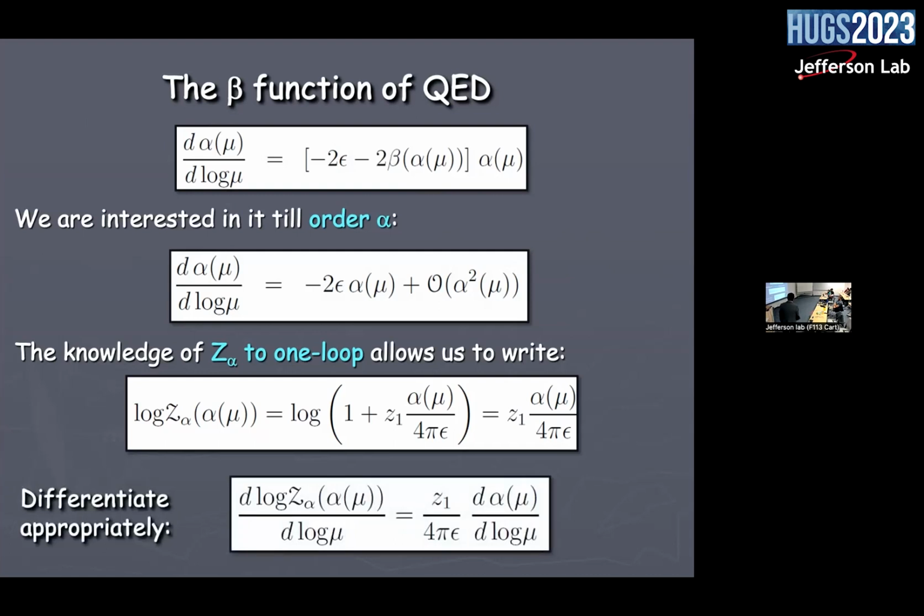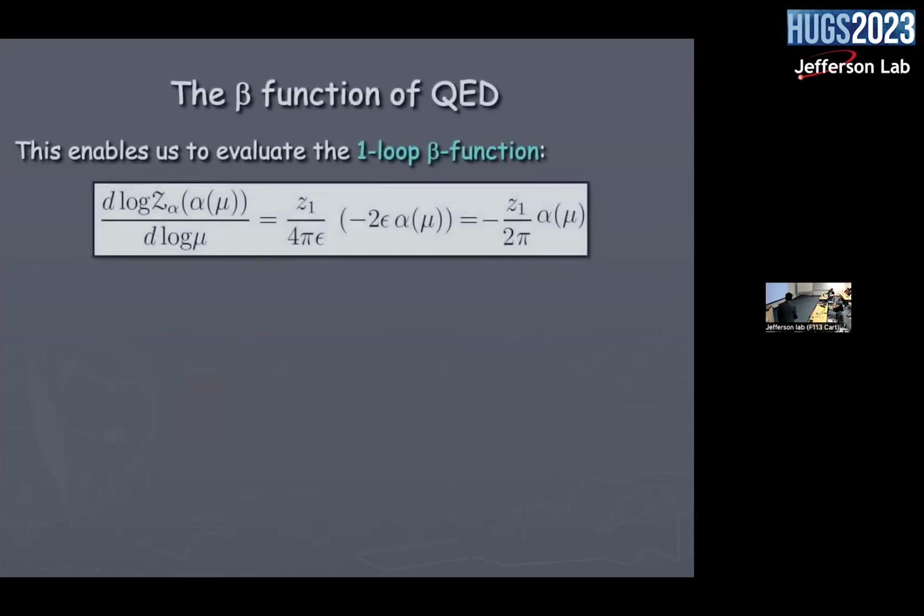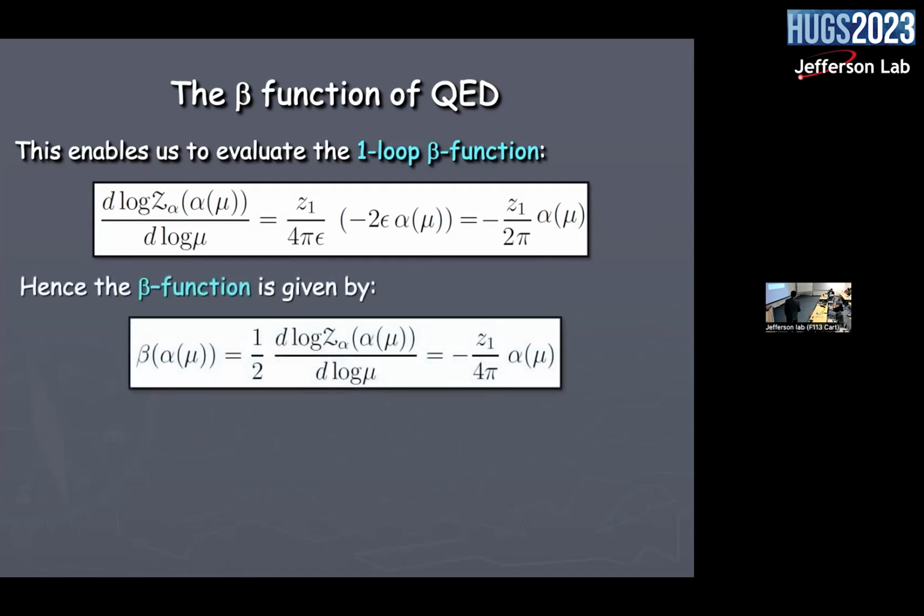And therefore, if I take the derivative of this, I know that this is equal to Z1 over 4 pi epsilon times the derivative of this. So this is the differentiation. Now all this I can substitute back in the expression that we had previously written, and therefore this is d log Z alpha. I substitute here what I have just calculated, and the epsilons cancel each other out, and what I finally found is the beta function of quantum electrodynamics at one loop level. So this is a really very simple calculation that you can do in an hour or a couple of hours.